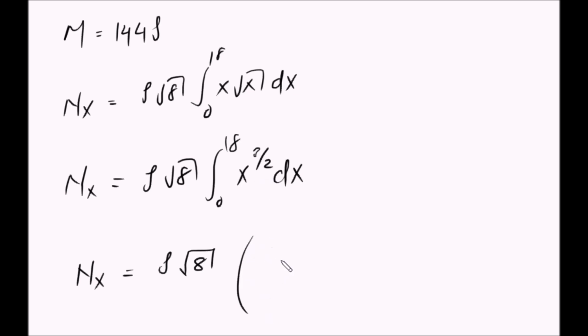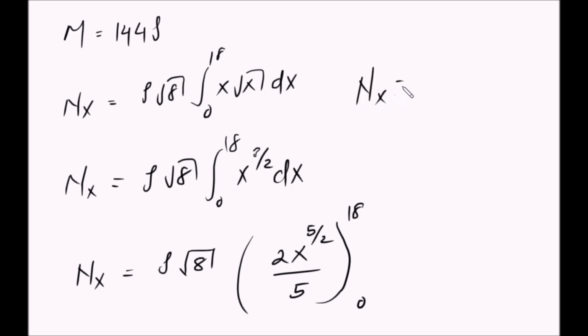So here we're going to have x power 5 over 2 times 2 over 5. Kwa hiyo nikiintegrate huyu ndo napata huyu. So from 0 to 18. Sasa ukitumia calculator yako hapo ukaingiza limits of integration, our x moment is going to be equal to 1555.2 times your density.